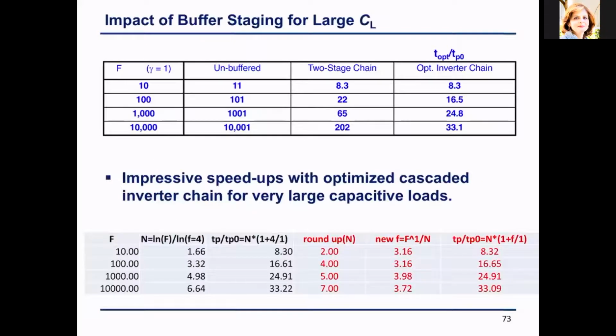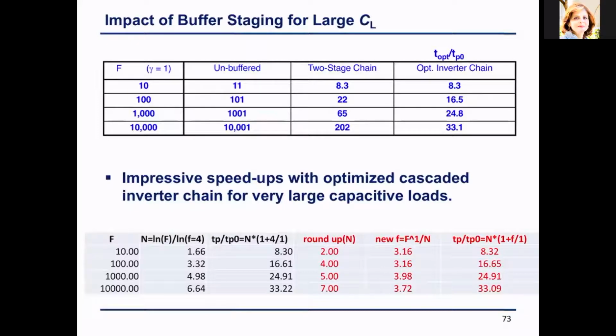Now in this slide they are giving me two scenarios. In the first case, I have an unbuffered chain. In the second case, I have a two-stage chain. In the last case, I have the optimal chain, and we are trying to compare the delay. So let us see how the delay drops first, and then we will write down the equations.